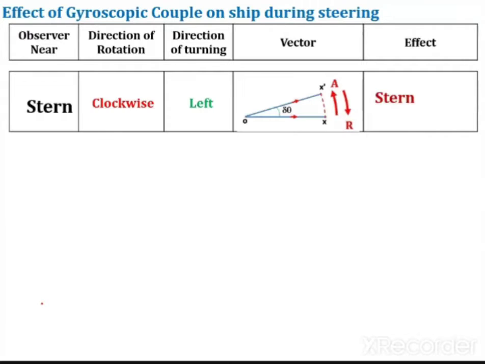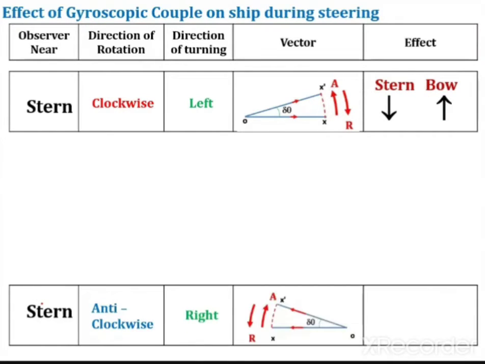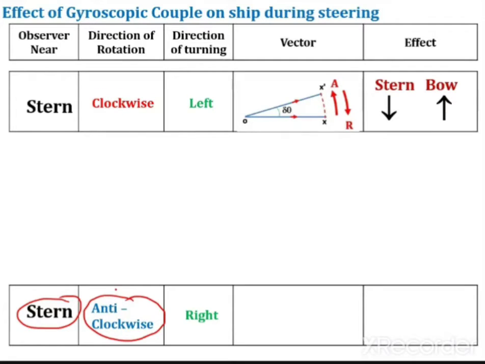This I have already explained. Let us take one more example. Okay, now see, what is this, stern? Observer is where? Let us take this example. Observer is at the stern. Direction of rotation is anti-clockwise. Okay, and the ship is turning right.